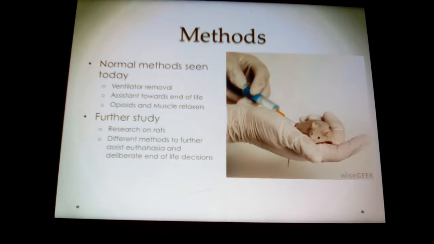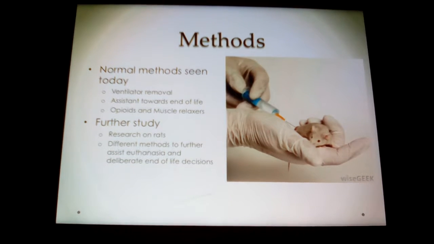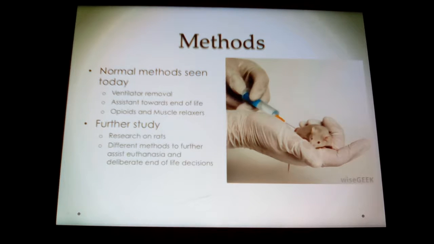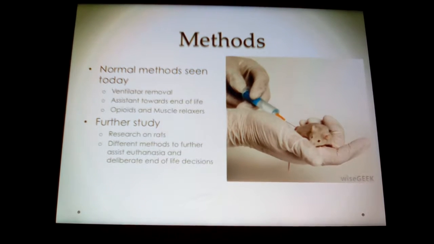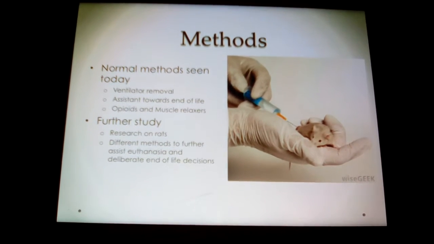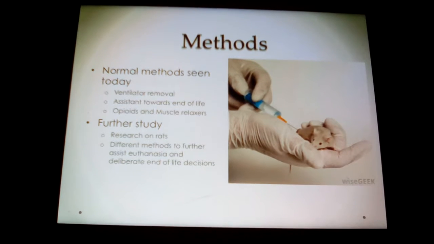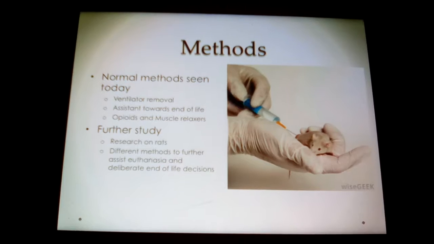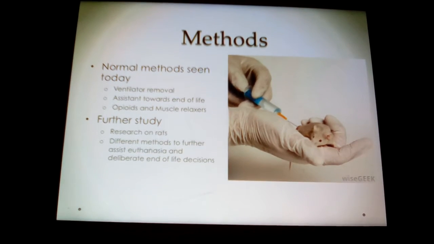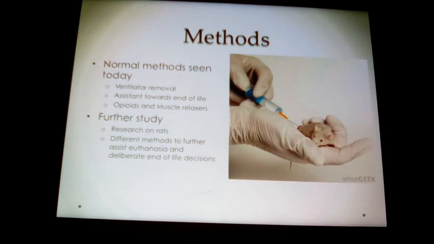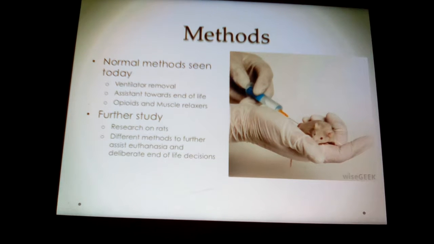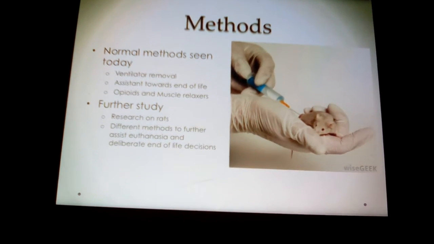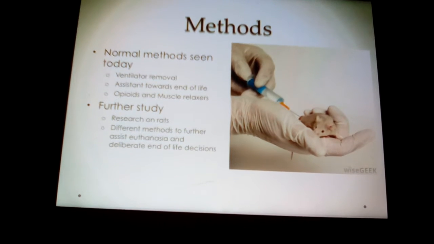The other methods that we see, and that are being elaborated more on as of late, are chemical methods to assist in end of life, which is what we usually see with opioids or muscle relaxers. We are going to discuss other methods that are a bit more extensive, that are only in lab trials done on rats, and you'll see why they have not gone further into clinical trials.